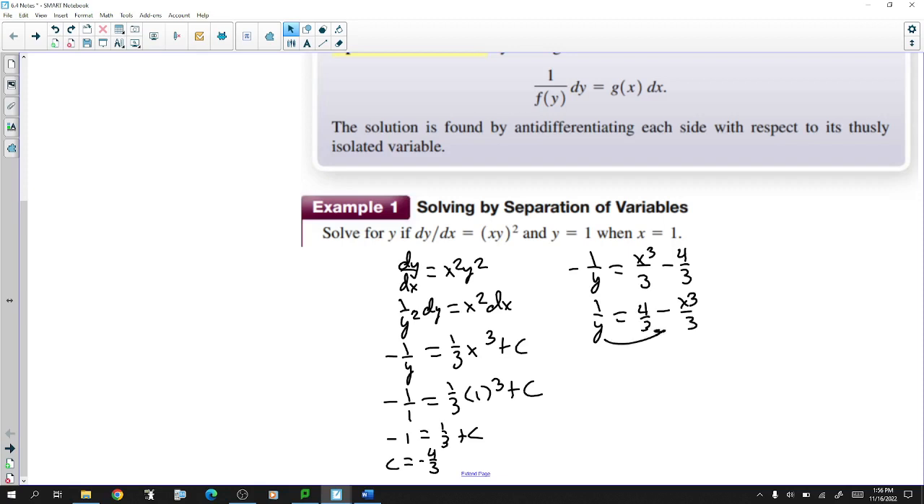And then these two are going to trade places. We get y is equal to 1 over 4/3 minus x to the third over 3. And then we're going to multiply the top and bottom by 3. We get 3 over 4 minus x to the third.